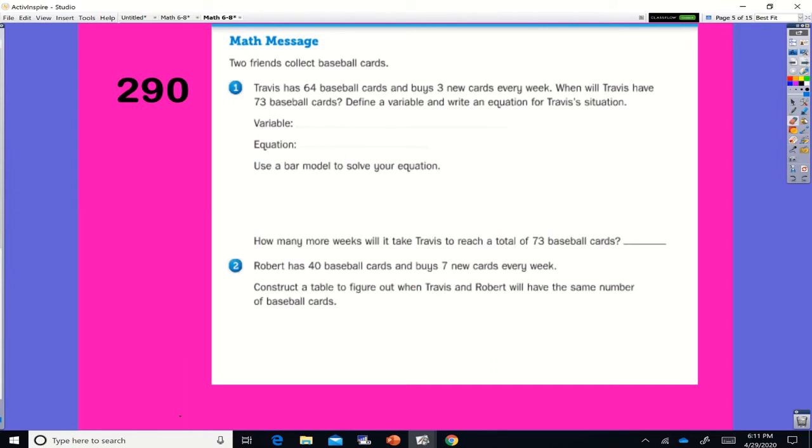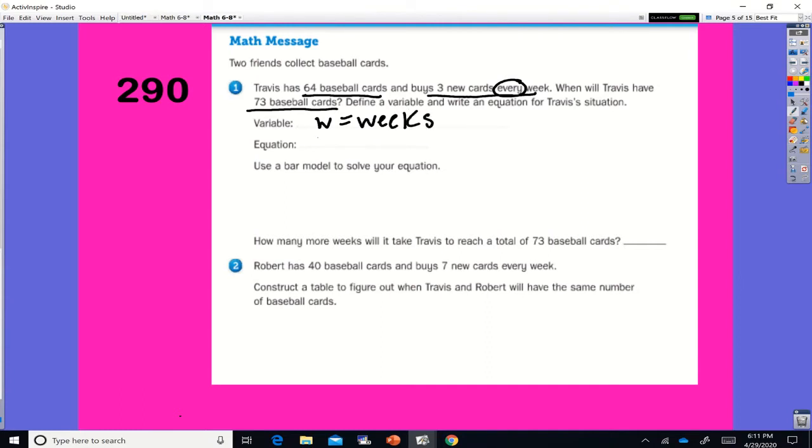So I always go back and I underline the important information. So we have 64 baseball cards. 3 new cards every week. When will Travis have 73 baseball cards? So to find our variable, they want to know how many weeks it's going to take for Travis to get all of his baseball cards. Well, we have weeks. So I'm going to make my variable W to be weeks.